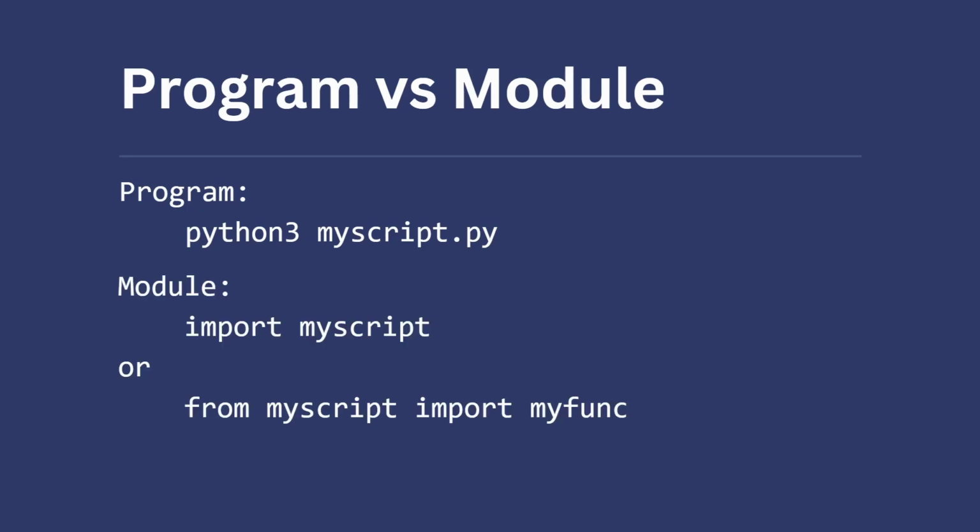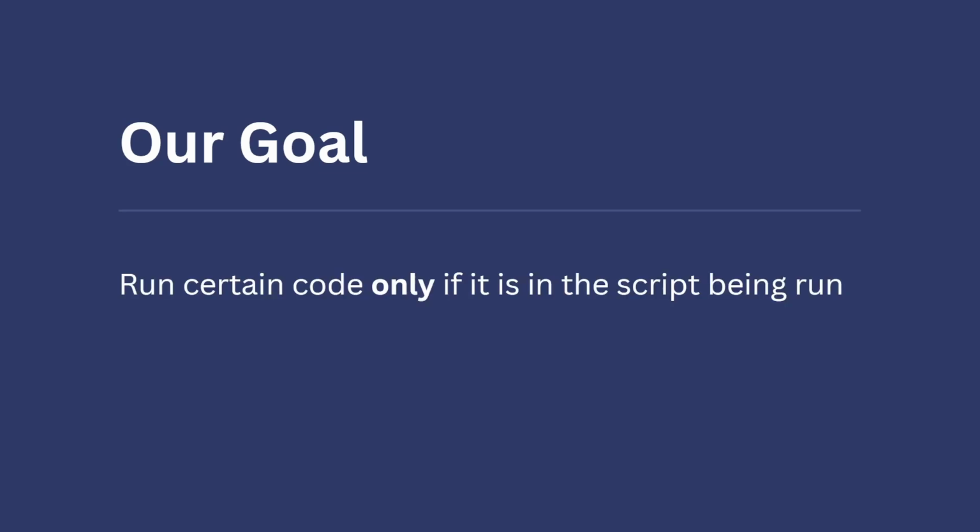The other option is to use it from other code, whether it's from inside the interpreter, where we import it, or more commonly in another script, where we've imported the script or some function from the script. And in those cases, we're using my script as a module instead of as a program. Our goal is to have code in our script that we run if the script is being used as a program, but not if it's being used as a module. So let's flip over and take a look at some code.